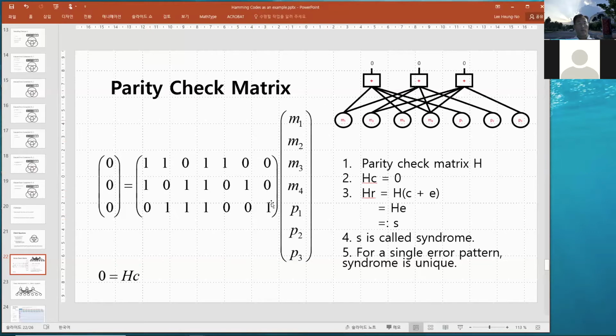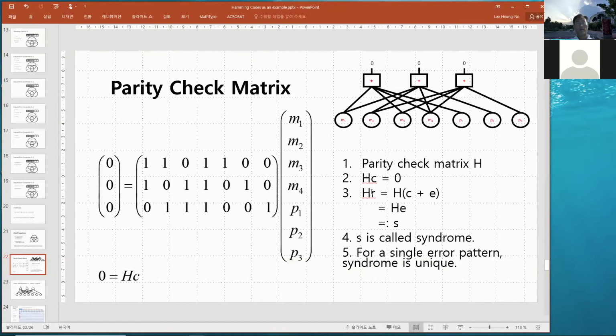And the third equation is represented by this third row. So when you have a code word following this relation, when we multiply the code word with the parity check matrix, it should be equal to 0. So you have parity check matrix H. When you multiply a code word with the parity check matrix, it should be equal to 0.